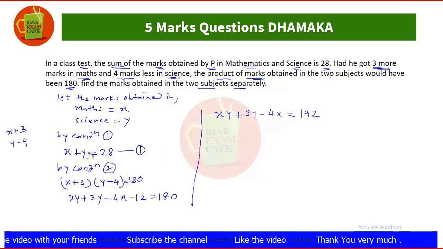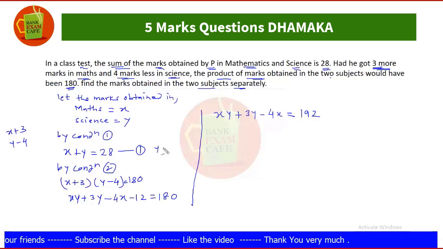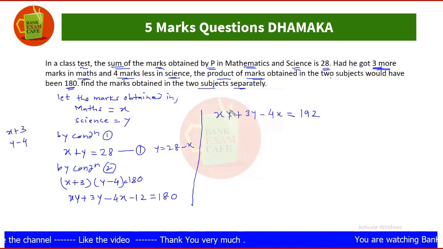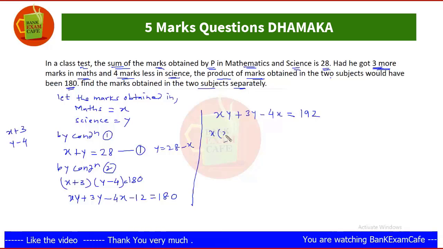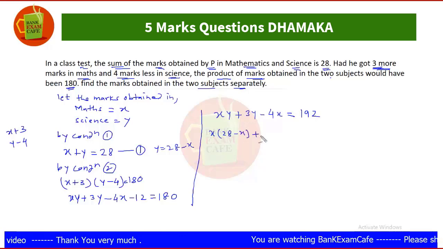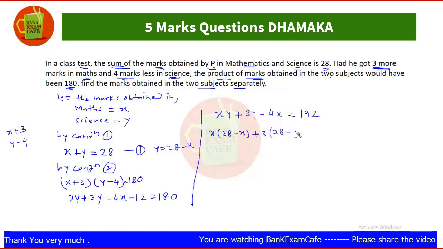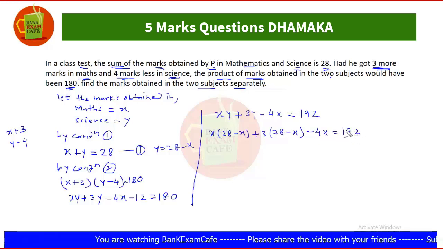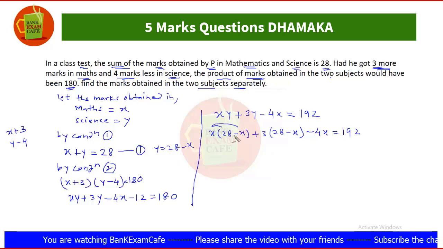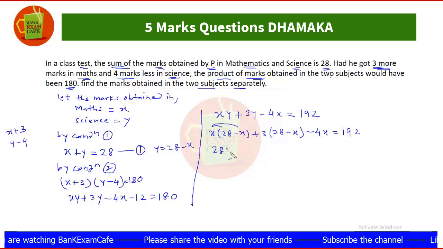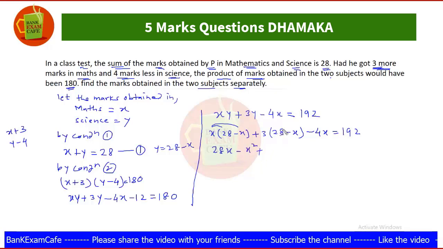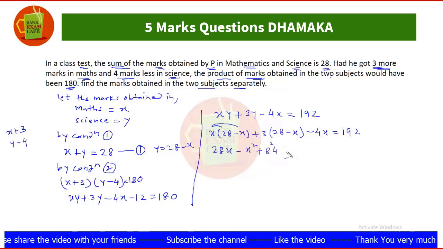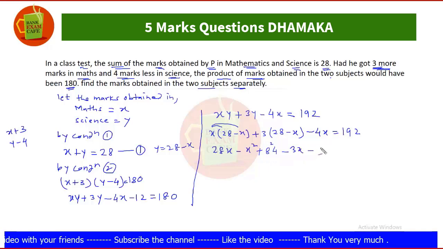But from 1, if we solve this, we will get y is equal to 28 minus x. So we will put the value of y as 28 minus x, so it will be x into 28 minus x plus 3 into 28 minus x minus 4x, which is equal to 192. So multiply by 3 inside the bracket, so it will be 28x minus x square plus 3 times 28 is 84, minus 3x minus 4x, which is equal to 192.